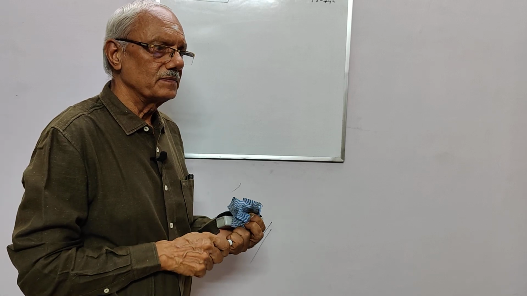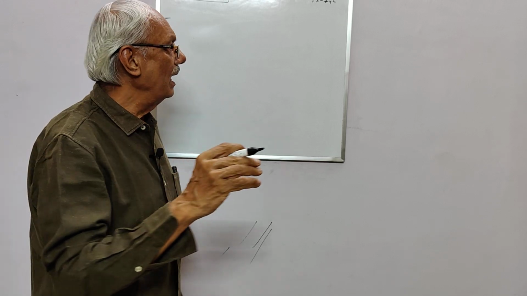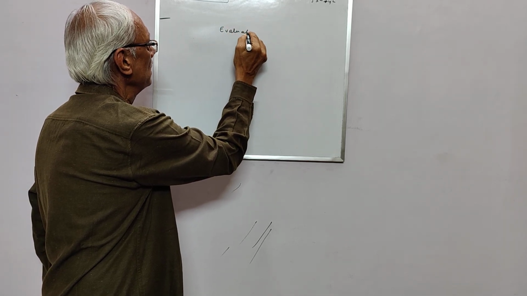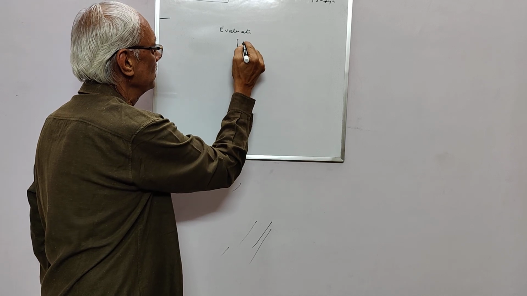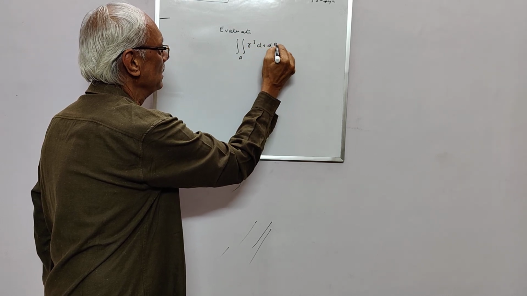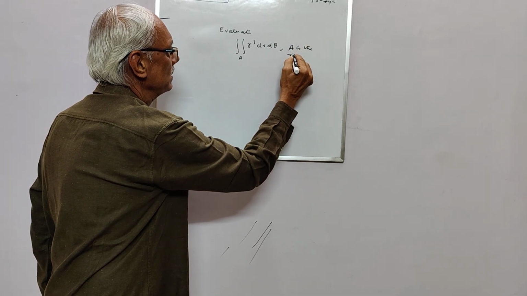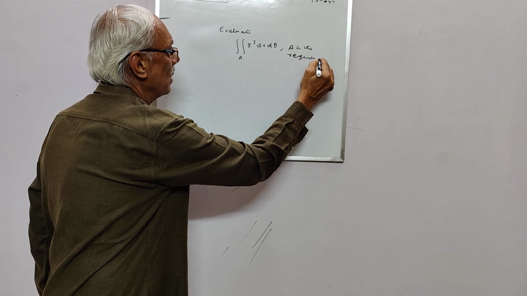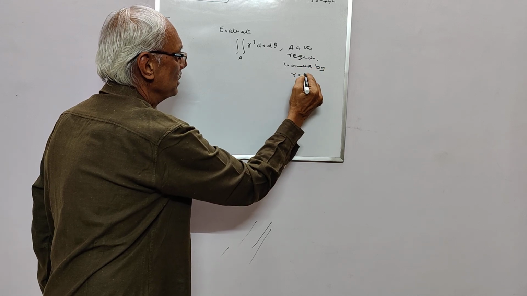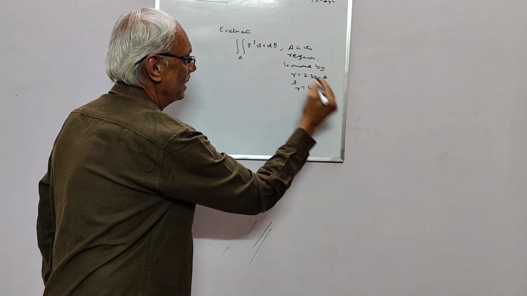Today in this class I'll solve a problem which was left undone, and the problem is this: evaluate the integral, I'll write it here, integral over A of r cubed dr d theta, where A is the region bounded by r is equal to 2 sine theta and r is equal to 4 sine theta.